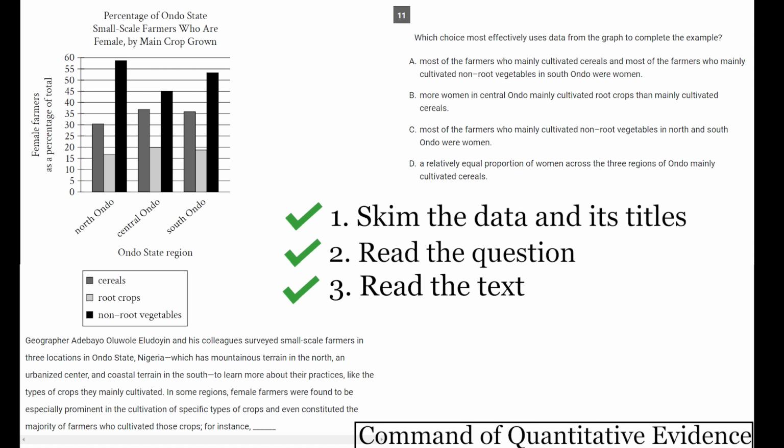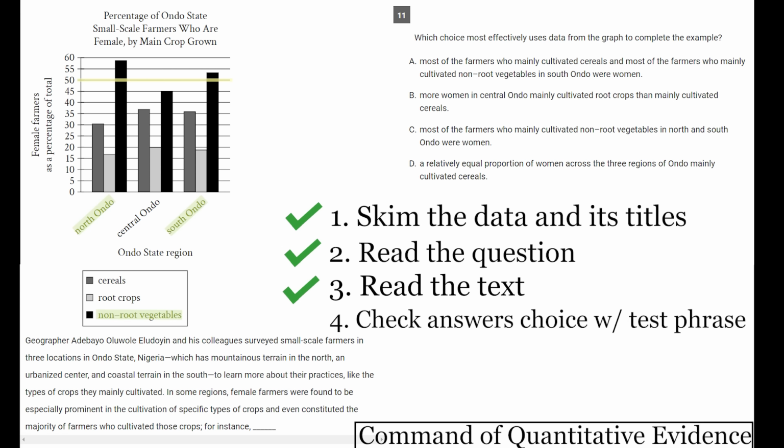It then says that sometimes the majority of farmers were women, and it wants us to finish the example. Now we can look back at the data and find an example in which the majority of farmers were women. There's only 2 bars that show that more than 50% of farmers were women, which were farmers in North and South Ando that cultivated non-root vegetables. Now we can check this answer with the answer choices.